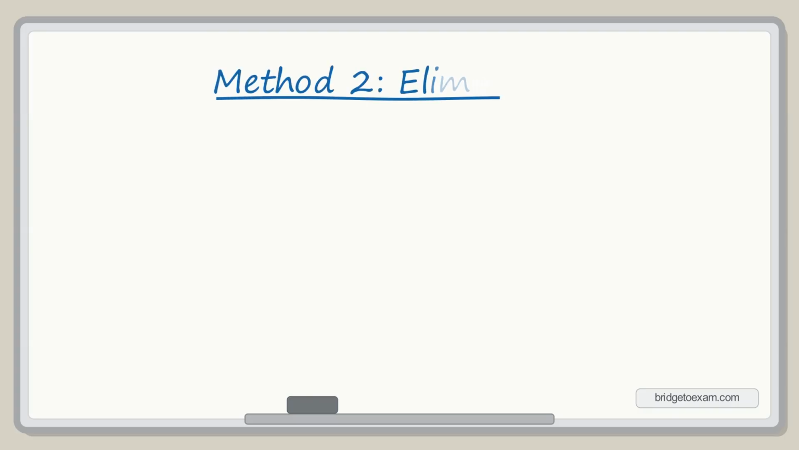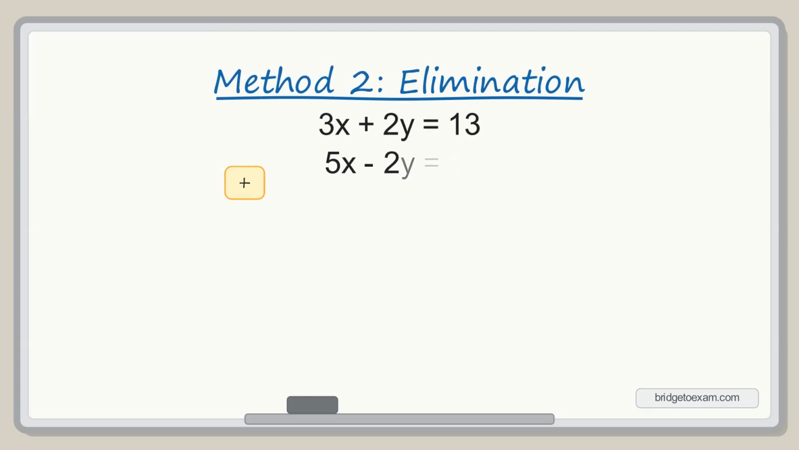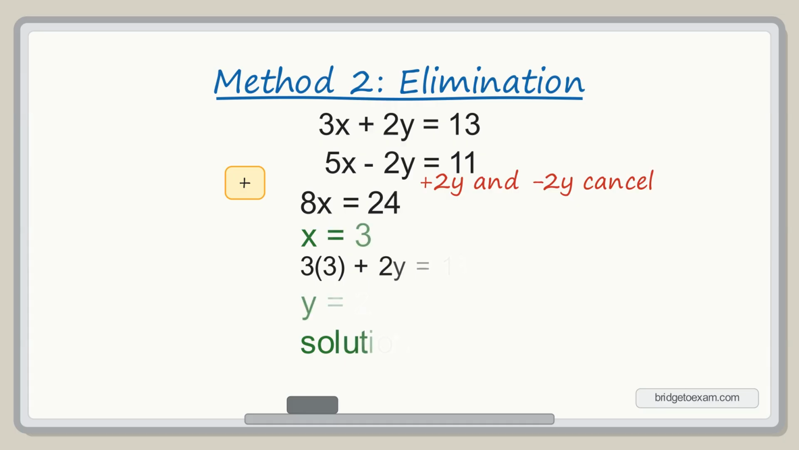Elimination is best when coefficients are already opposites or can become opposites. Here, positive 2y and negative 2y cancel when we add. That gives 8x equals 24. So x equals 3 and y equals 2.